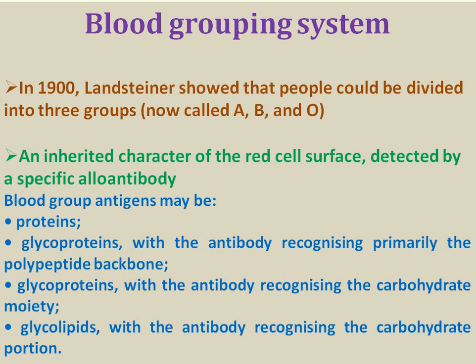Blood group antigens may be protein substances, or glycoproteins, with the antibody recognizing primarily the polypeptide backbone. Glycoproteins are also where the antibody recognizes the carbohydrate moiety. Glycolipids are where the antibody recognizes the carbohydrate portions.